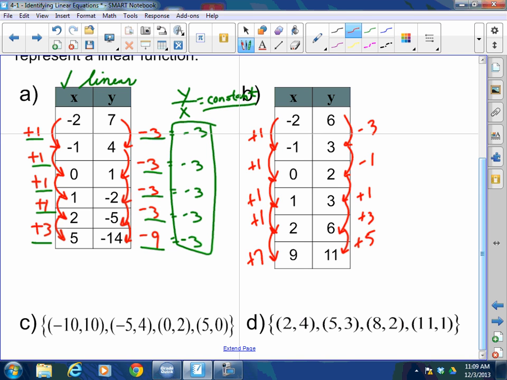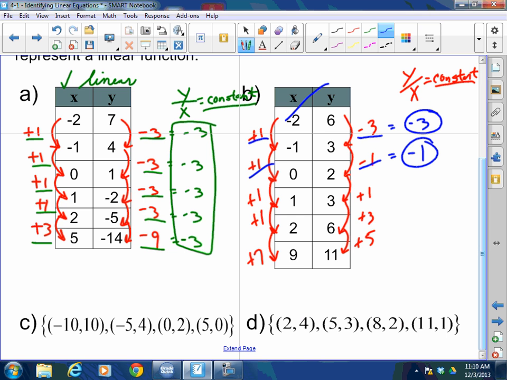Okay, remember, the change in y divided by the change in x must be constant. That means they have to be the same number. What's negative 3 divided by 1? What's negative 1 divided by 1? Negative 1. Wait a second. Are those two the same? So this is not linear.